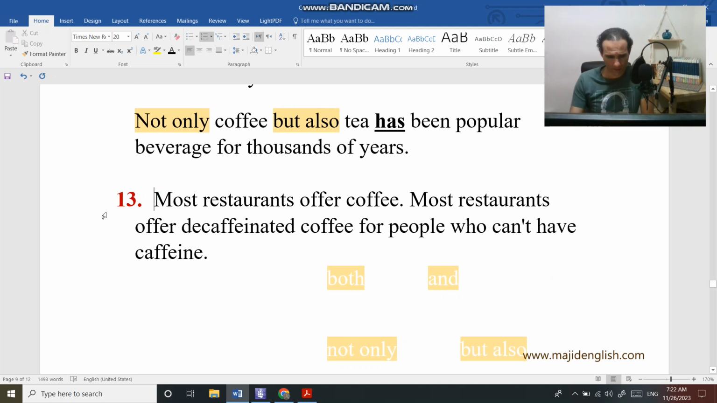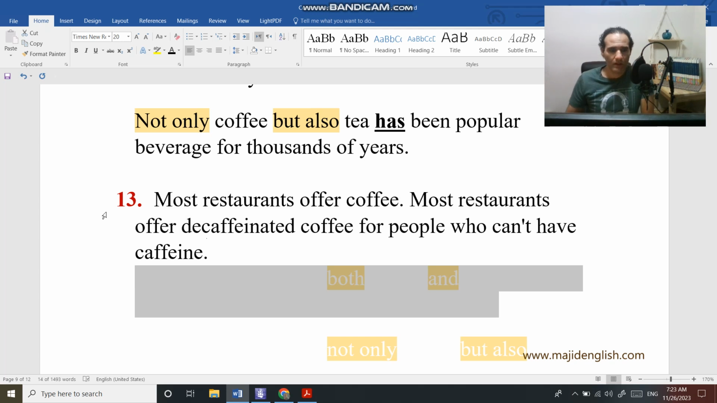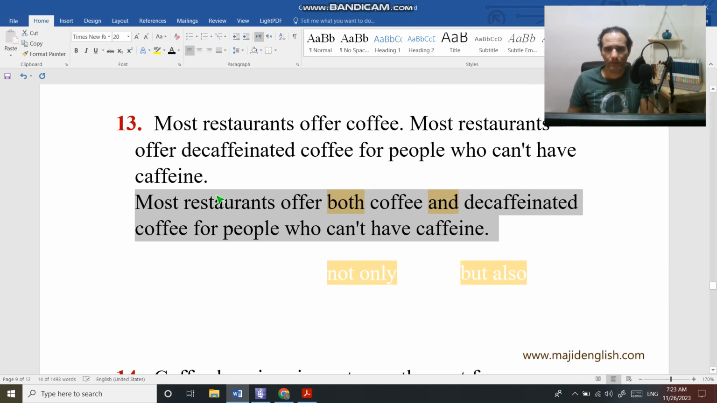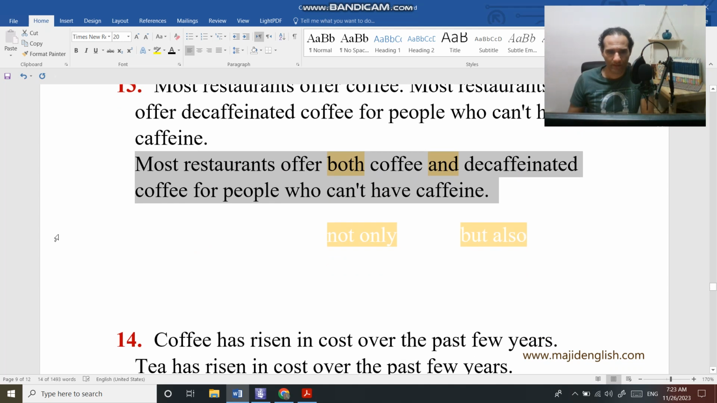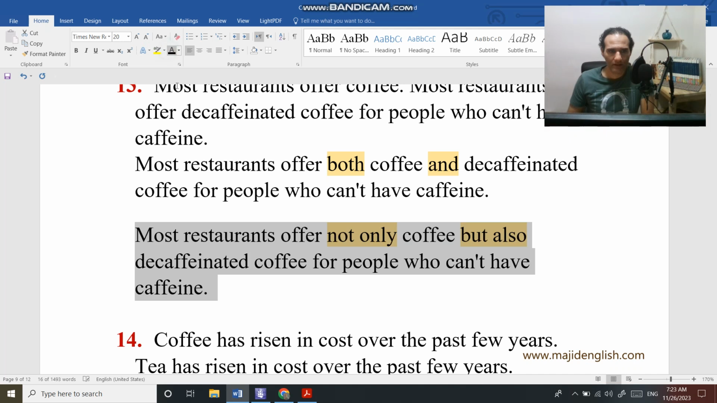Most restaurants offer coffee. Most restaurants offer decaffeinated coffee, which means it doesn't have caffeine. So most restaurants offer both this one and that one. Most restaurants offer both coffee and decaffeinated coffee. Two phrases. Or not only coffee but also decaffeinated coffee for people who can't have caffeine.